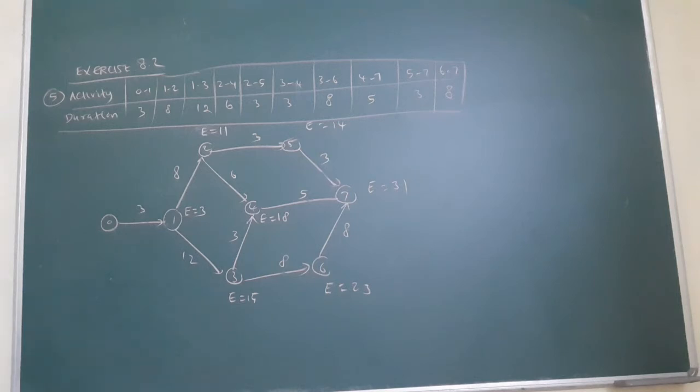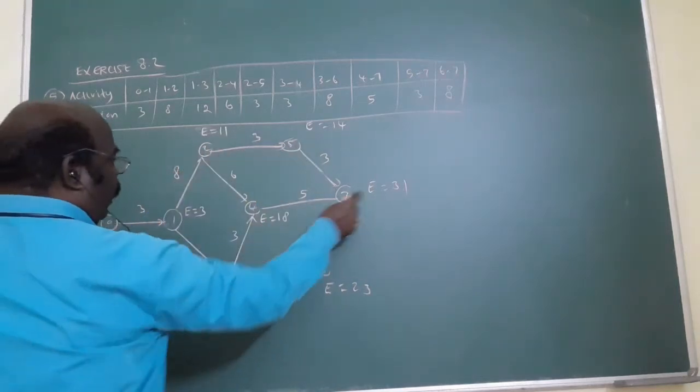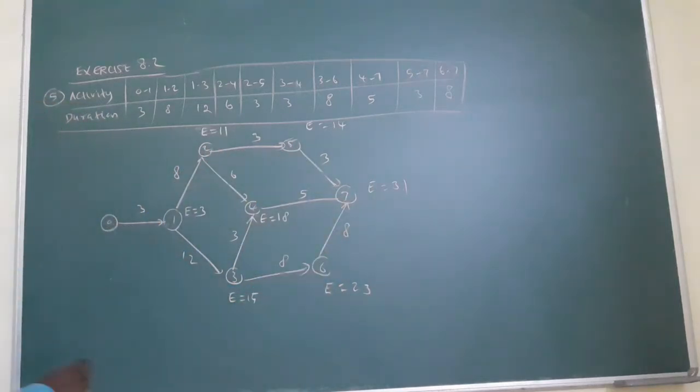E means what? The earliest starting time. That's why you will always find E from the diagram. Here E, here E, here E, here E. You find it out, it's over. Now consider L. L means what? Latest starting time. That's why L. Consider L.